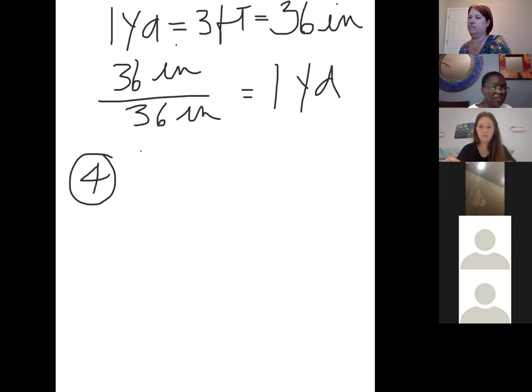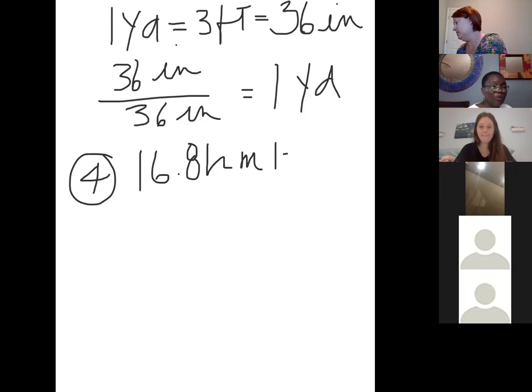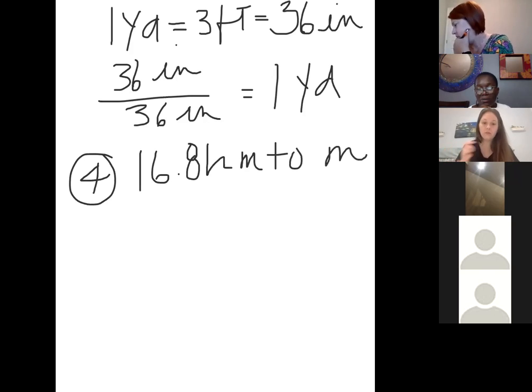They want us to convert 16.8 hectometers to meters. Now, hectometers is which one? Greater than or less than meters, guys? What do you think? Hectometers. It's on that little chart there. Greater than? Okay.